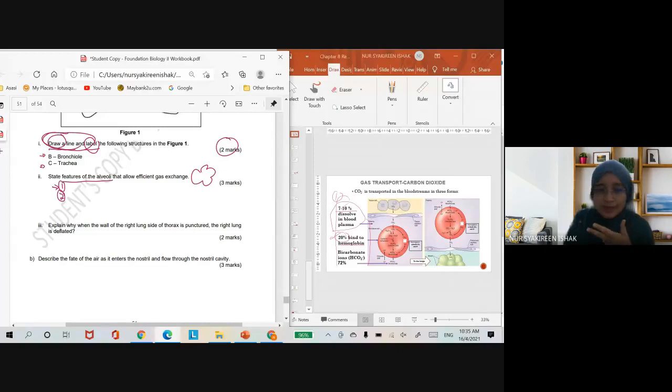Third feature of alveolus is that it is what? It is one cell thick. So the wall of the alveolus is only one cell thick. Okay, so this is to allow gas to dissolve and diffuse easily. So yang keempat, point yang bonus, boleh letak, is that apa? There are many blood capillaries. Okay, there are many blood capillaries surrounding the alveolus, and this is to provide large volume for gas exchange.